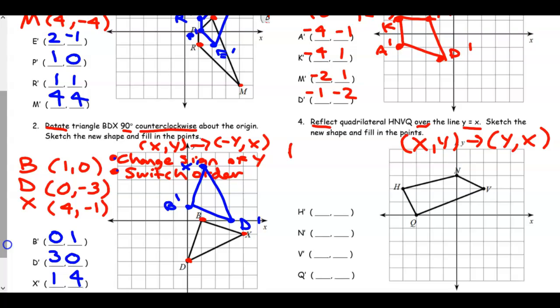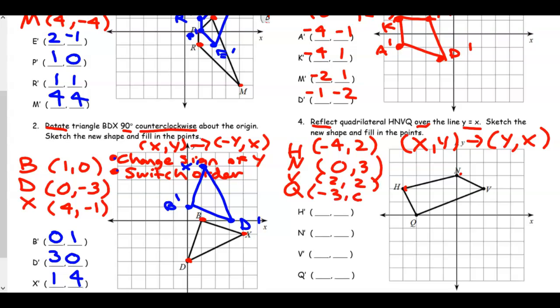H, N, V, and Q. Point H. What are the coordinates? Good. -4, 2. What about N? 0, 3. What about V? Okay. 2, 2. And then Q, -3, 0. Okay.